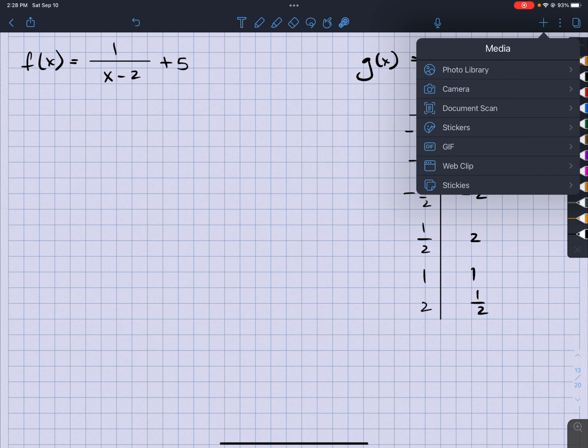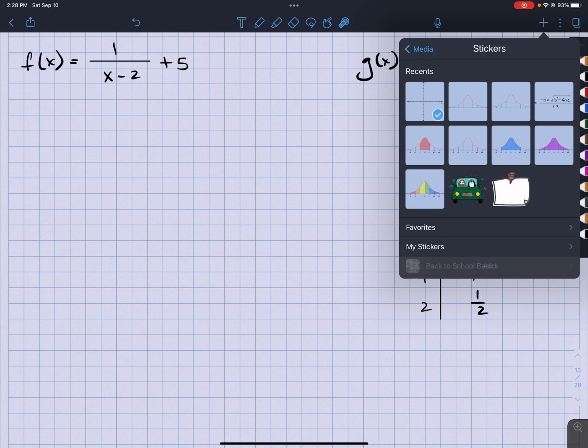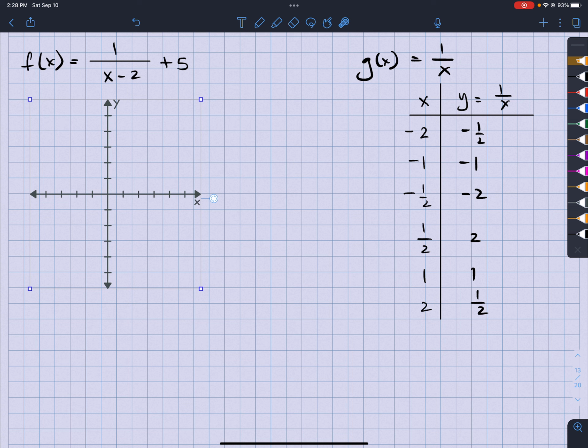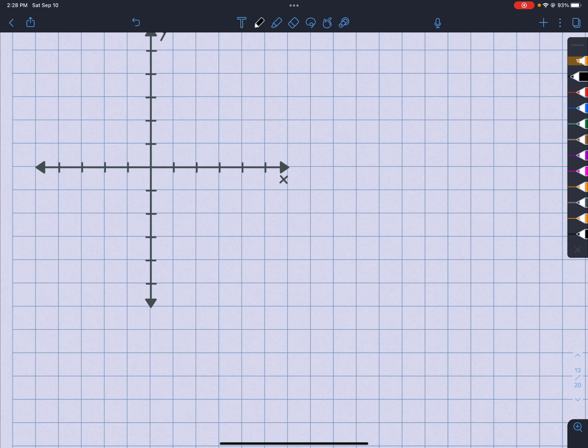So if I was to go ahead and throw in a graph right here, what is this going to look like? Now, why did I not put 0 in there? Because 1 divided by 0 would be undefined. So that's why it's not going to work. So -2 is going to be -1/2. At -1, it's going to be -1. And at -1/2 is going to be -2.